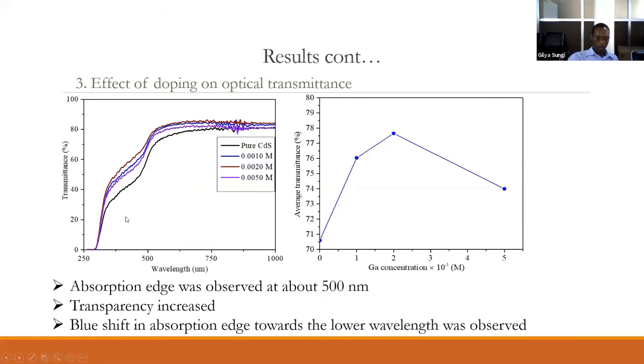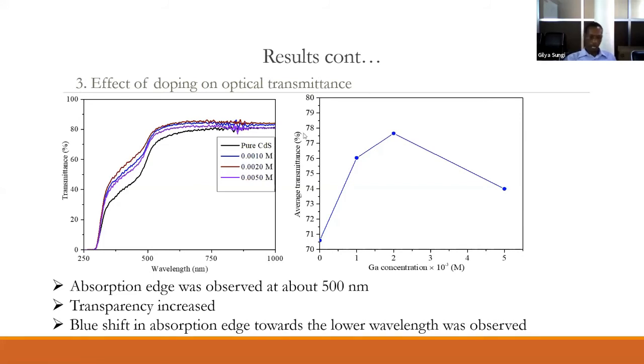So we observed generally that there was a good shift in the absorption edge towards the lower wavelength, which suggests that the band gap of the prepared film was increasing with an increase in gallium concentration.